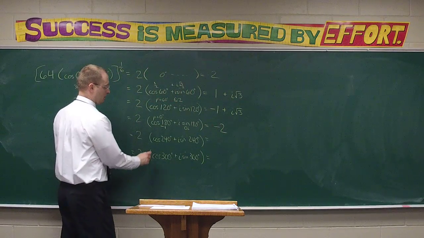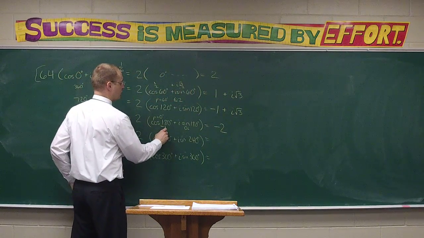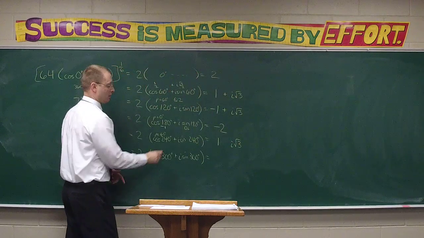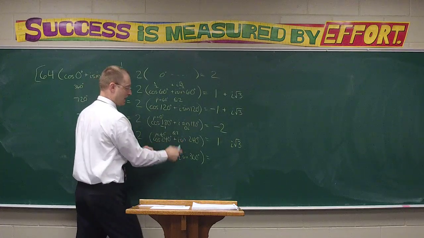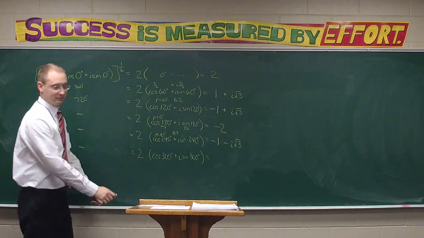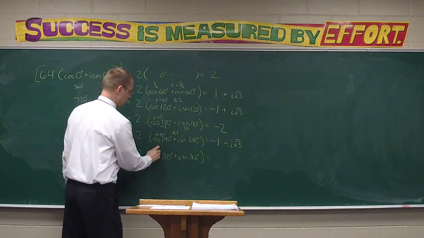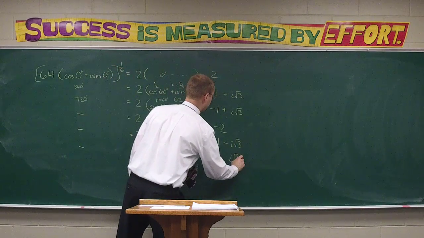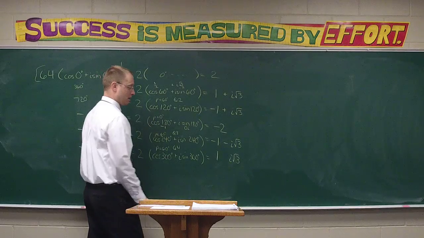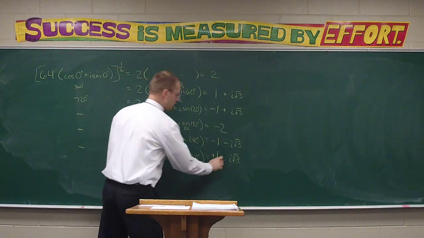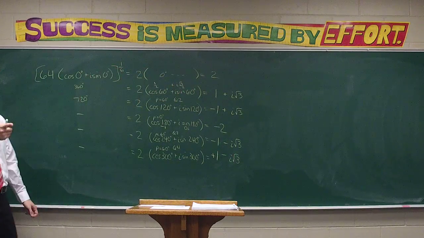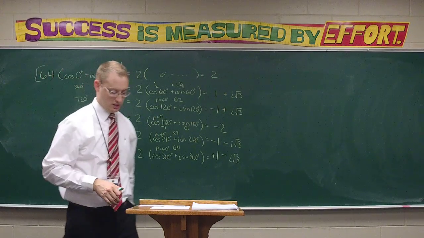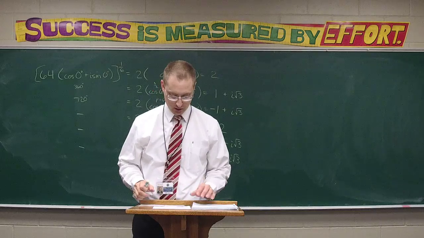For the next one, the reference angle is going to be 60 again. So again, a 1 and an i root 3, but in quadrant 3, so both negative. And for the last one, it's also going to be a 60 reference angle, but it's in quadrant 4. So 1 and i root 3: the first part is cosine, which makes it positive, and the second part is sine, negative. And there are the 6 roots. Did we get them all? Any questions at all on complex numbers in trig form?